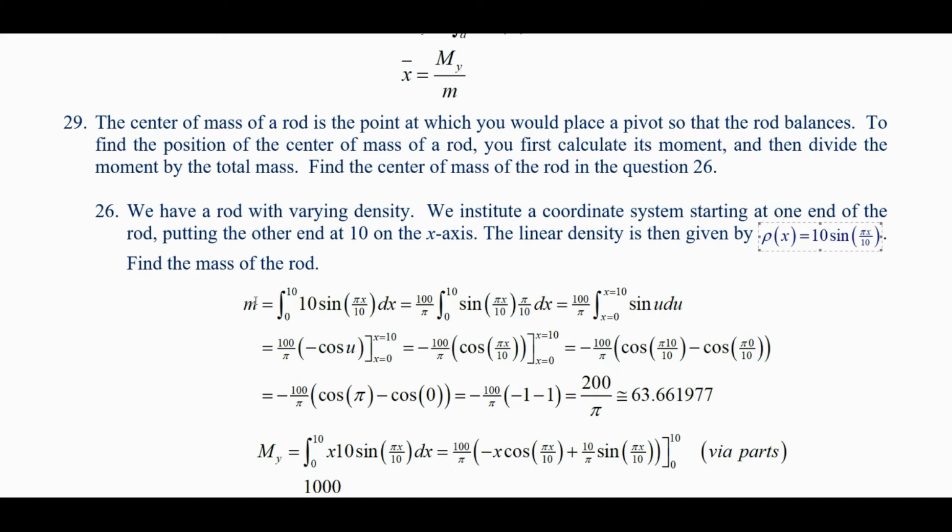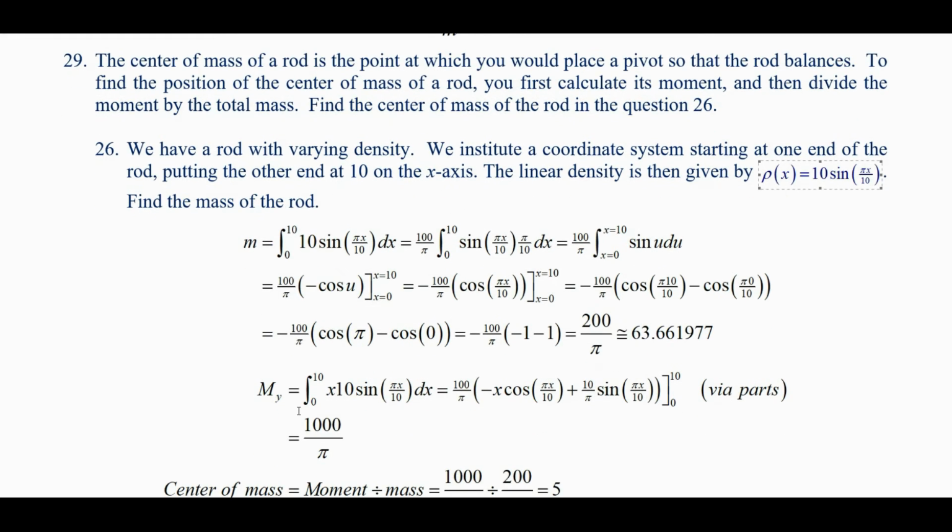Okay, well, we did that earlier. It's just integrating the density function from 0 to 10. The details are worked out here, but it's 200 over pi, or approximately 63.66. The moment about y is just take the same density function, but multiply that by x and integrate that over the length of the rod.